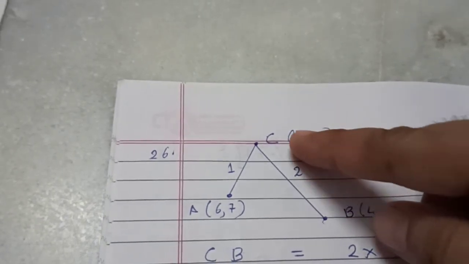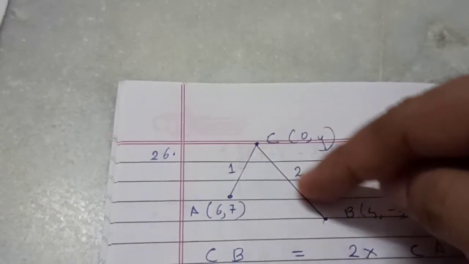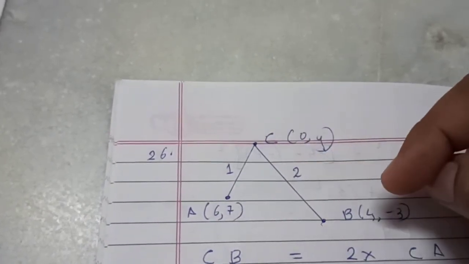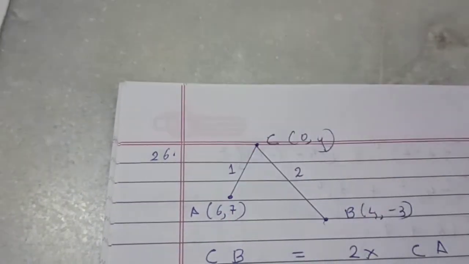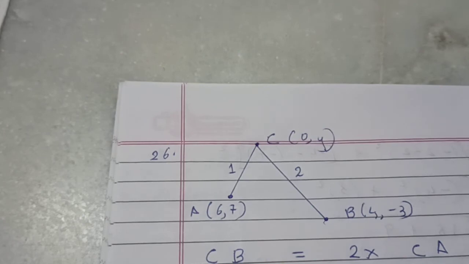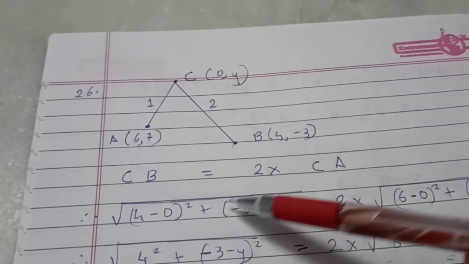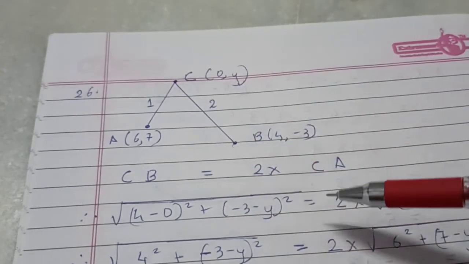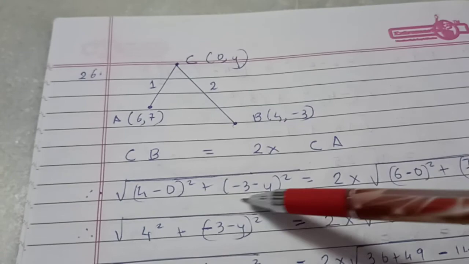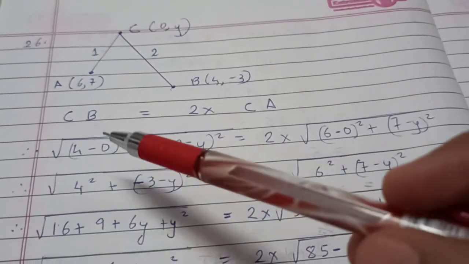And its distance from A is less than its distance from B. In fact, the ratio of the distances is 1:2. That means CB is double of AC. So that's what we are going to use to solve this sum. CB is double of CA because they had said that CA upon CB is 1/2. CB, use the distance formula. CA, use the distance formula.